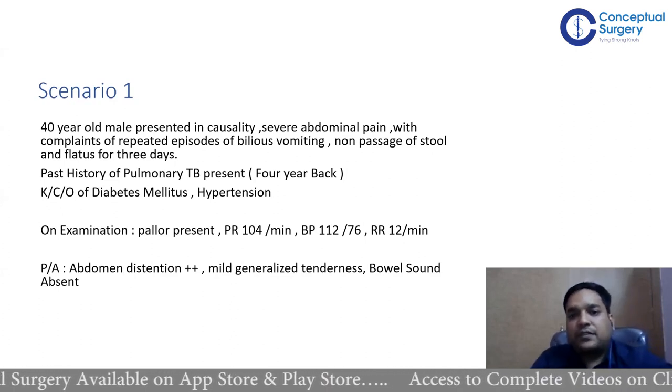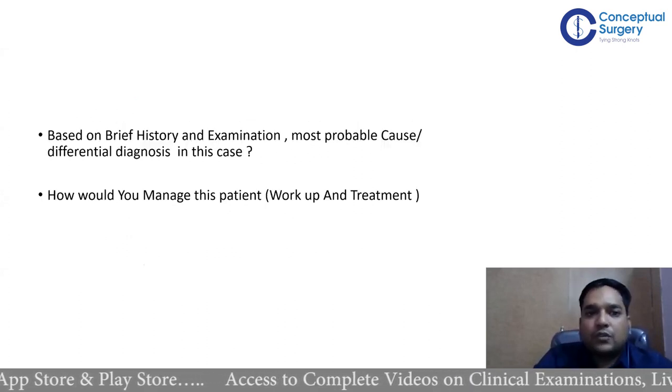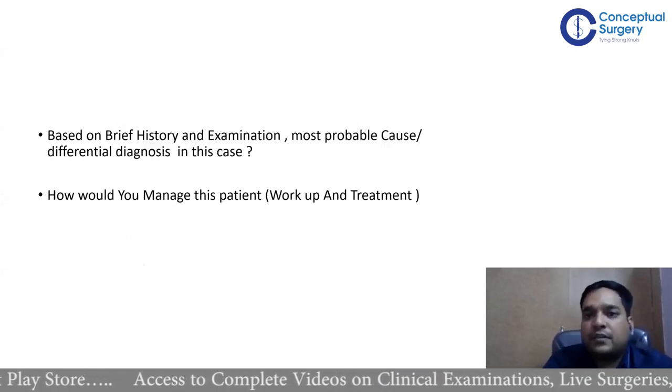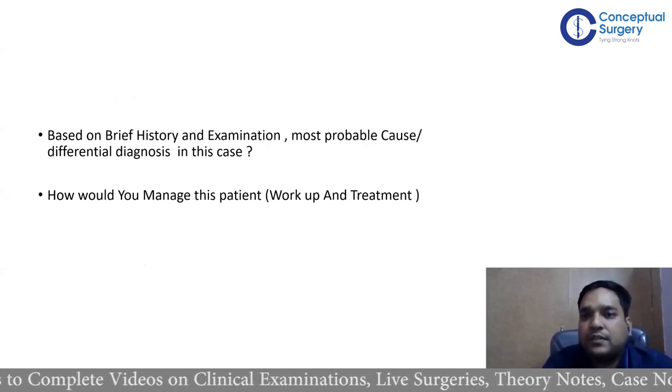On examination, pallor is present, pulse rate is 104 per minute, BP is 112/76, respiratory rate is 12 per minute. On per-abdominal examination, abdominal distension is present. There is a mild generalized tenderness, bowel sounds are absent. So this is a brief history and examination of a patient who has presented in casualty. Based on the brief history and examination, what will be the most probable cause or differential diagnosis in this case?